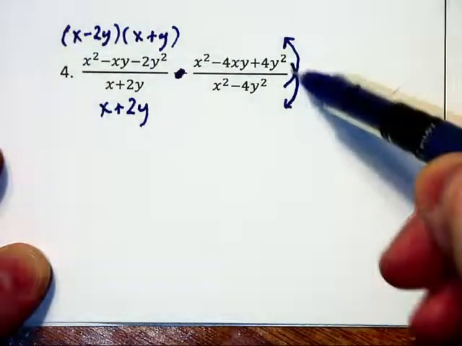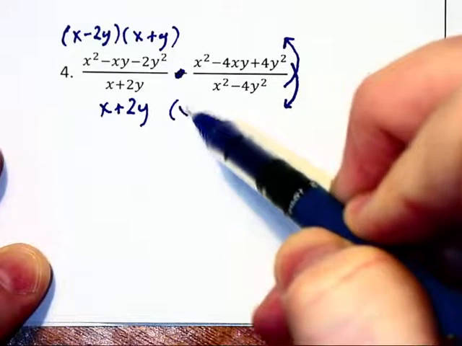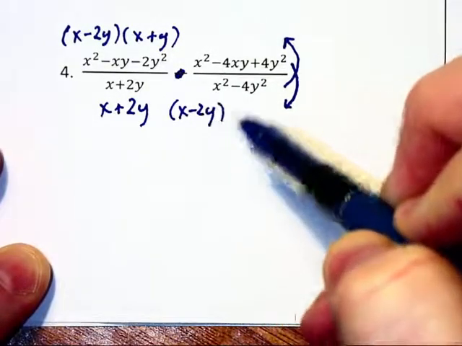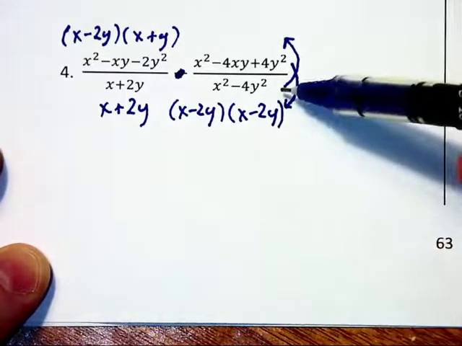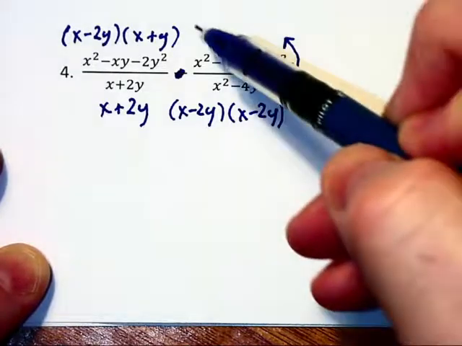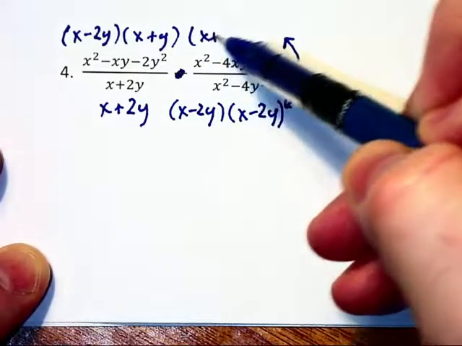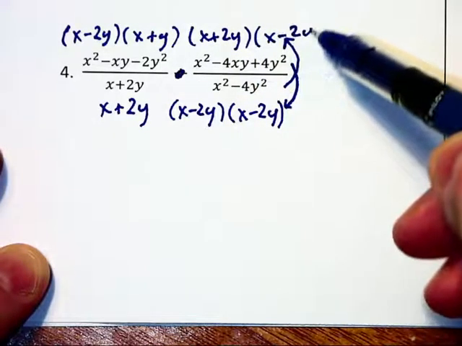corner, when I factor it, I'm going to bring that factorization down below. That will become x minus 2y times x minus 2y again. And when I factor the difference of two squares in the bottom right, I will put the factorization up in the numerator, leaving x plus 2y times x minus 2y.